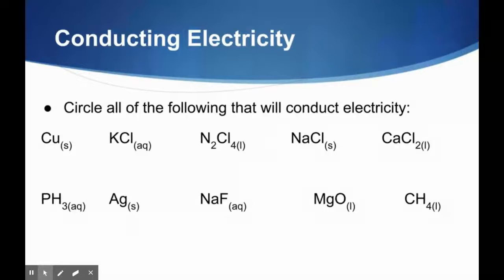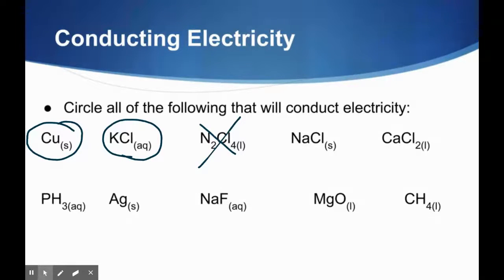All right, so solid copper is a metal that will conduct electricity. KCl is an ionic compound, and it is aqueous, which means it dissolved in water, so that will also conduct electricity. N2Cl4 is a covalent compound, so that will not conduct electricity no matter what form it is in.